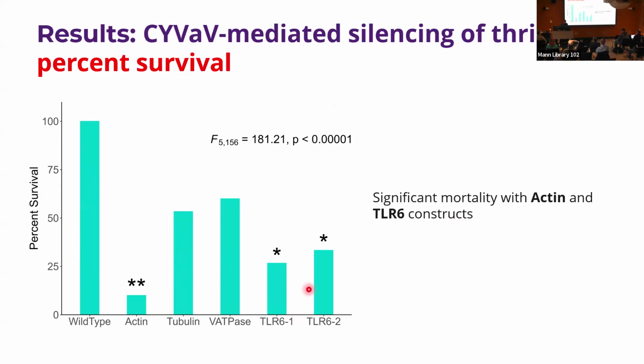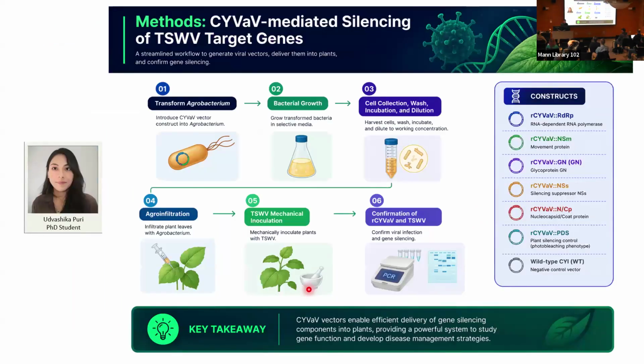And just switching gears a bit, now we know that CYVV is working very nicely against thrips targets. The next goal was to see if it works against TSWV as well. These are the 5 targets, as I mentioned earlier. They are targeting critical genes of tomato spotted wilt virus. And these are 2 controls.